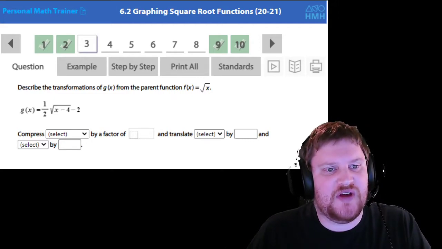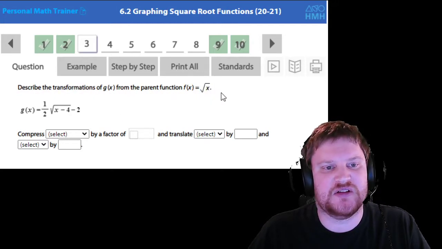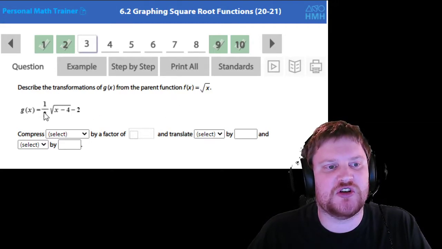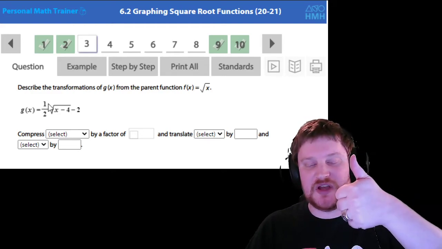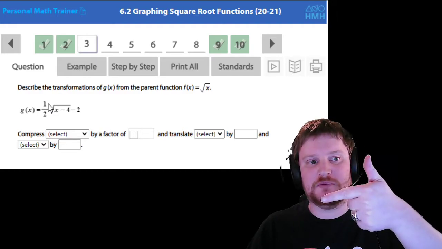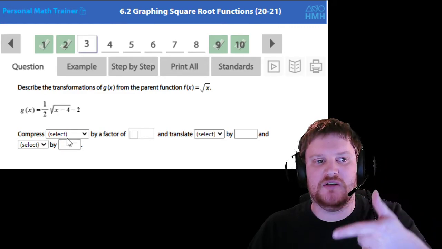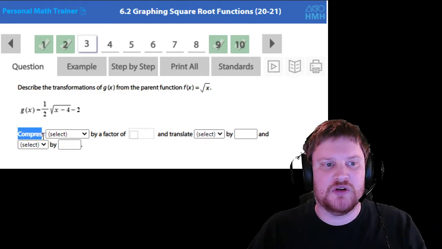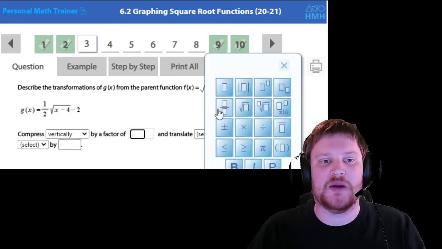This says g of x, and they want us to describe how we are transforming the parent function square root of x. So, first thing I see is multiplication on the outside. That means it's going to be vertical because it's on the outside. It's going to be a stretch or compression because it's multiplication. Since it's on the outside and it's less than 1, that's going to be a compression. Again, since it's on the outside, it is vertical. And it's by a factor of whatever number we see. We're multiplying by 1/2.